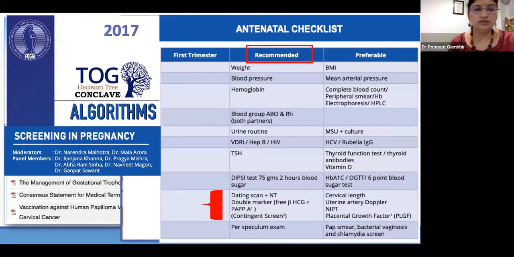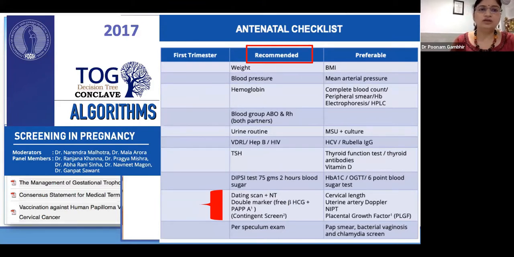So in 2017, the FOGSI Times of Gynae conclave of decision tree algorithm under these moderators recommended in the routine antenatal checkup list that dating scan along with NT scan and double marker is actually to be offered to every woman, whether they opt or not opt, that is their decision making. But as an obstetrician, we have to offer.